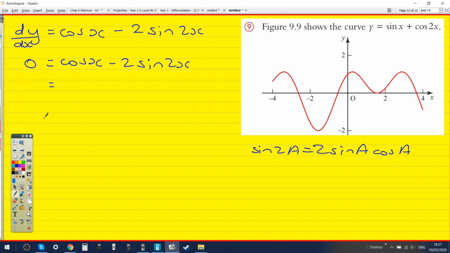Okay. So then it's cos x minus 2 times 2 sine x cos x. And then would you expand the bracket? Yep. So 0 equals cos x minus 4 sine x cos x.